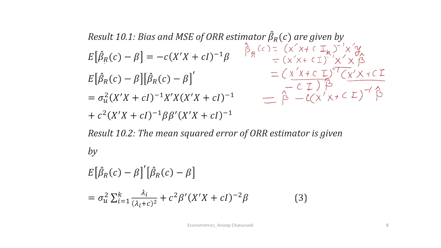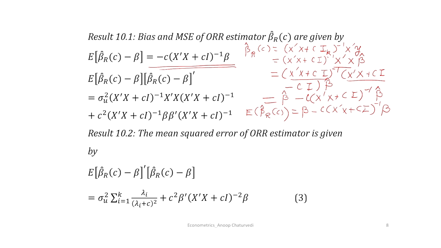So, the expectation of beta hat R c is equal to the expectation of beta hat, which is beta, minus c times (X transpose X plus c I) inverse. Again, the expectation of beta hat is beta, or the expectation of beta hat R c minus beta is equal to minus c times (X transpose X plus c I) inverse beta. So, this is the bias of the ordinary ridge regression estimator.